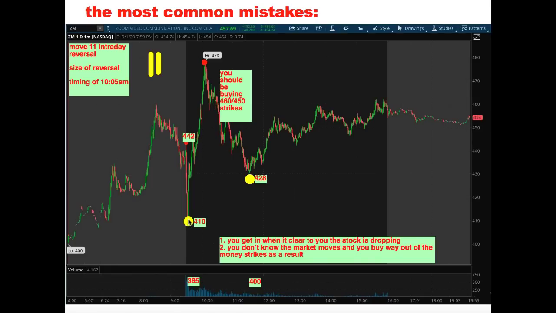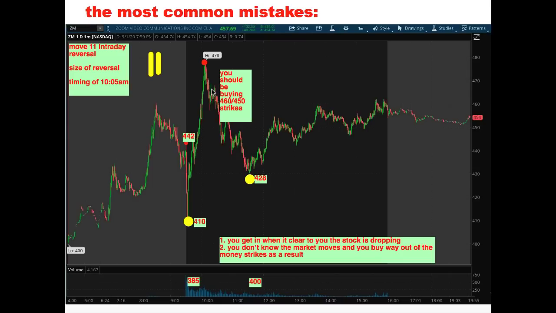So the second problem is that at this point the trader can see the bounce, but he's shorting the lows of the day and he's getting strikes that are way out of the money. And so when the stock bounces again, of course, the trader's not able to realize any type of gains. So it's about targeting the entry.